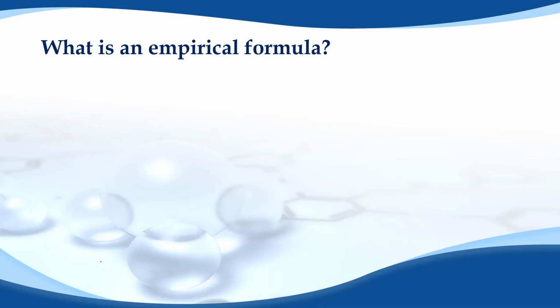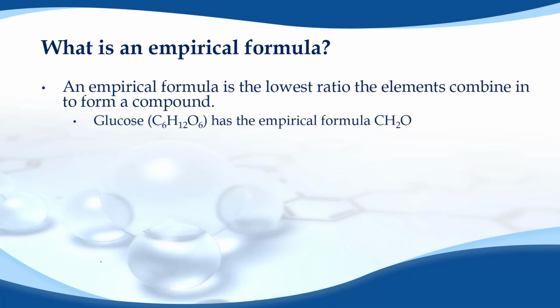So we should probably start off by defining what an empirical formula is. Empirical formula is just the lowest ratio that elements combine in when they make a compound. If we take glucose, which is C6H12O6, if we reduce that down to its smallest ratio, we divide everything by 6, we get the empirical formula CH2O.